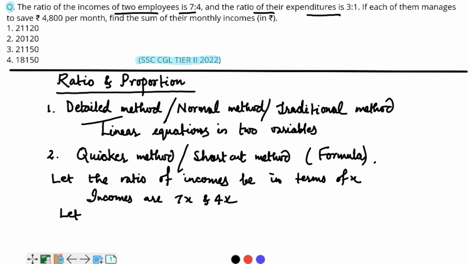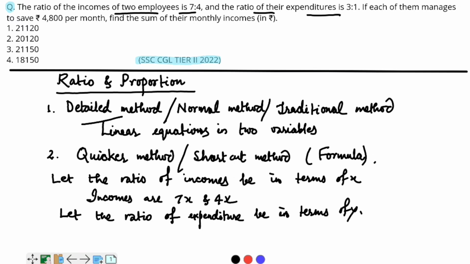Now the ratio of the expenditures is 3 is to 1. Let us suppose we take the expenditures in terms of y. So the expenditures are 3y and y. Now the incomes are 7x and 4x, and the expenditures are 3y and y.